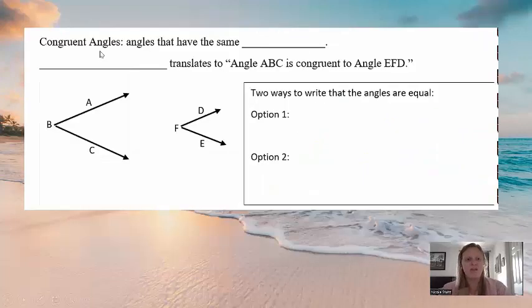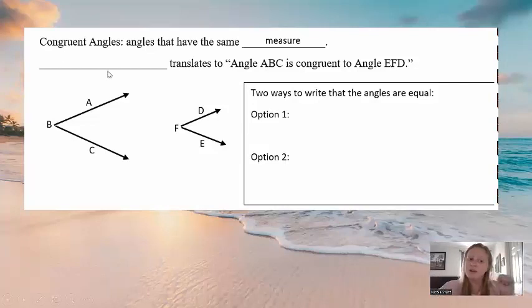All right, then we have the word congruent again. So we had used that word in the past to talk about congruent segments. Now we're going to talk about congruent angles. Congruent angles are angles that have the same measure. So this angle's 30 degrees and this angle's 30 degrees, then those angles are congruent.